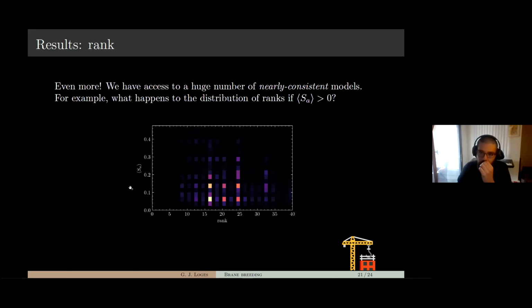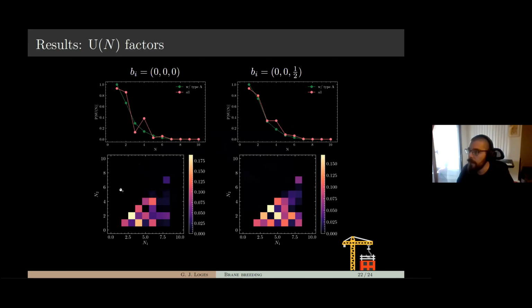But we have more. Because we have access not just to fully consistent models, but to those which are slowly satisfying the different consistency conditions, you can ask, how does this distribution change as, for example, the SUSY condition is being satisfied? So these are those models which satisfy tadpole, they satisfy the K-theory, but they have not yet satisfied the SUSY condition. And still work in progress, of course, but the indication seems to be that the distribution of ranks is unaffected whether the SUSY condition is satisfied or not.